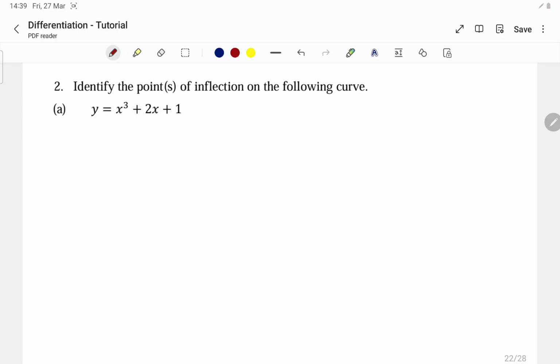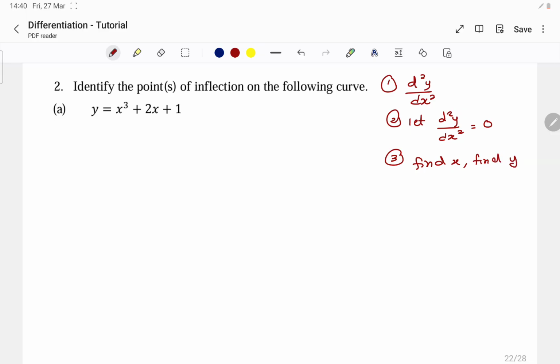Okay, for 2a, we have y is equal to x cubed plus 2x plus 1. They want us to find the point of inflection. So point of inflection is a bit different from a stationary point or turning point. This time, instead of differentiating one time, you have to differentiate 2 times, and then you let the second derivative equal to 0, and then that is when you have to find the value of x. Find x, and then you can find y.